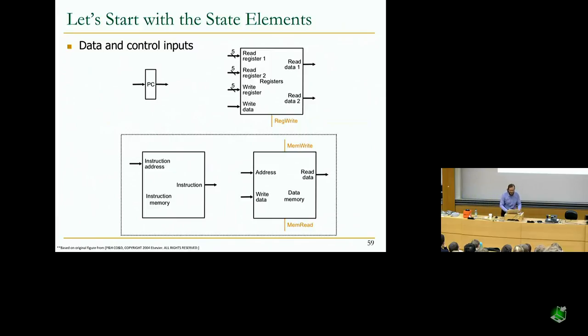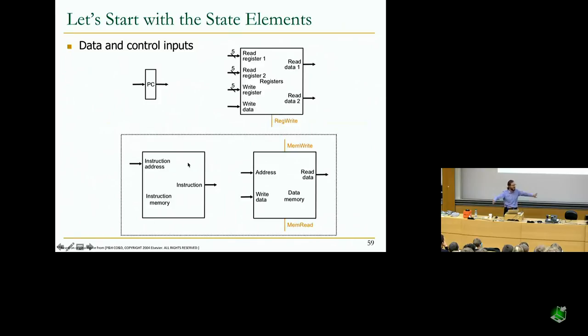So we're going to start with these data path elements, right? So this is a program counter. There's a clock over here, input, output. These are the registers, register file. So we have 2 read input ports, 1 write input port. These are the IDs, and these are the read output ports. This is the write data that you're writing, 32 bits over here, and the register write signal, control signal. Control signals are in orange here.